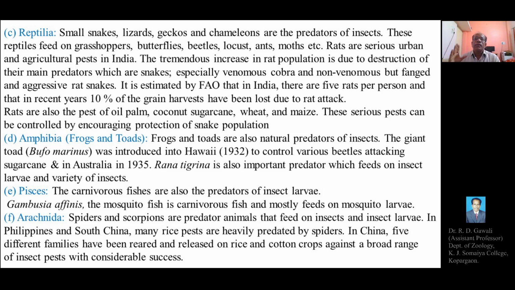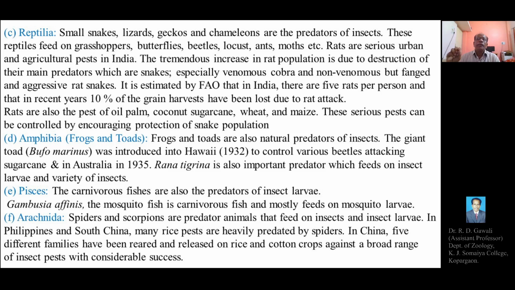Rats are also serious urban and agricultural pests in India. The tremendous increase in the rat population is due to the destruction of their main predators, which are snakes, especially the venomous cobra and the non-venomous but fanged and aggressive rat snakes, commonly called dhaman.